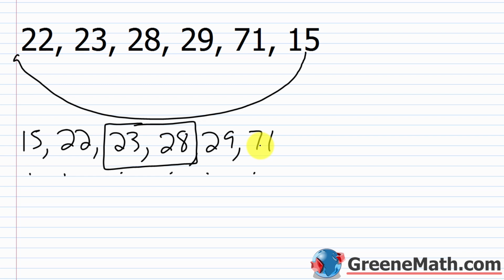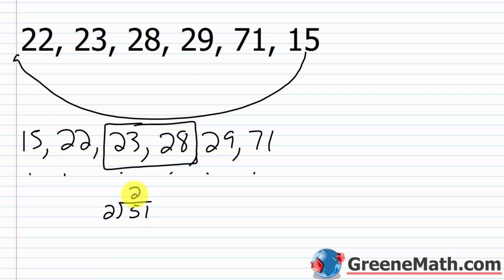To take the average, we would sum 23 and 28. So 23 plus 28: 3 plus 8 is 11. 1 down, carry the 1. 1 plus 2 is 3, plus 2 is 5. So 51. Then I would divide by the number of numbers, which in this case is two, so we're dividing by 2. So what is 51 divided by 2?